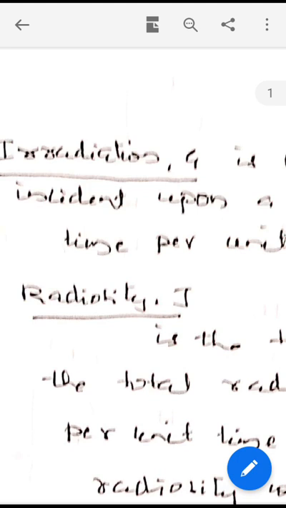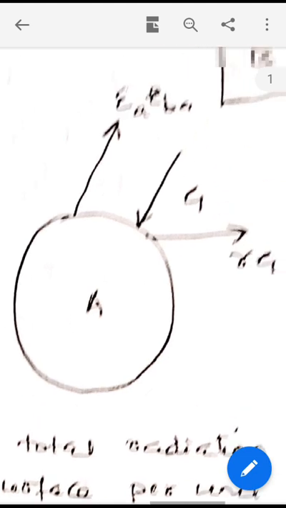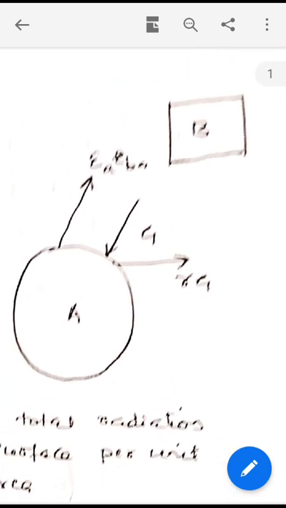The amount of radiation incident on a surface is known as irradiation G. It is measured in watt per meter square. Another term, radiosity J, is the amount of radiation leaving the surface. Here it is shown in the figure.